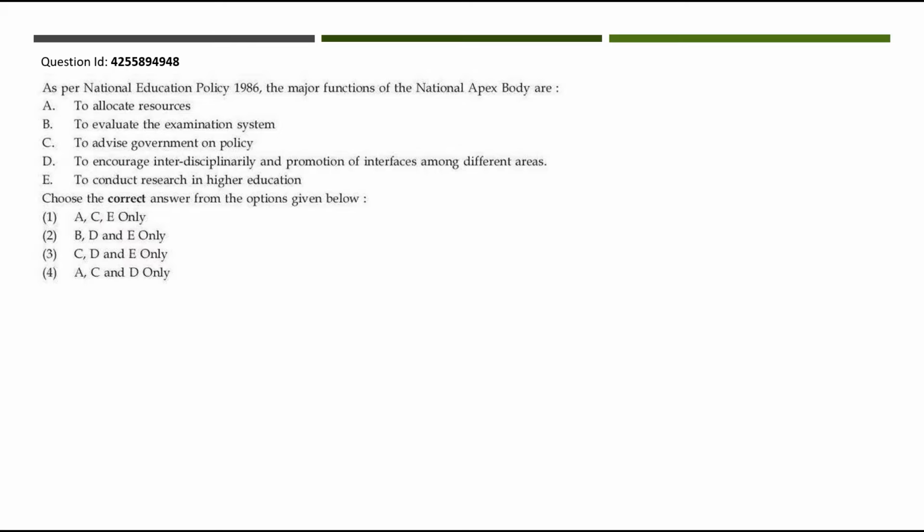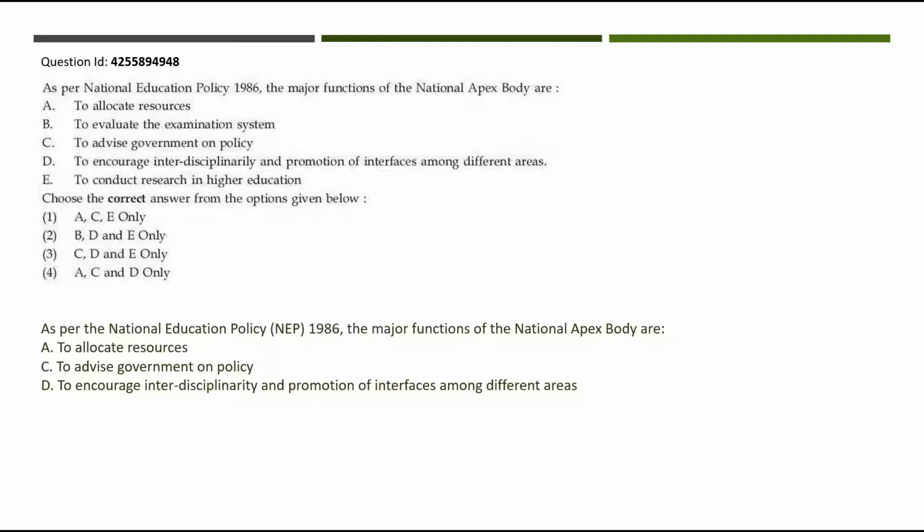Next question. As per National Education Policy 1986, the major functions of the National Apex Body are. So let's see what are the functions from these options. To allocate resources, to advise government on policy, to encourage interdisciplinarity and promotion of interfaces among different areas. So we have A, C and D. Option number 4, A, C and D will be the right answer. To evaluate the examination system and to conduct research in higher education. They are not the major functions with respect to NEP 1986.